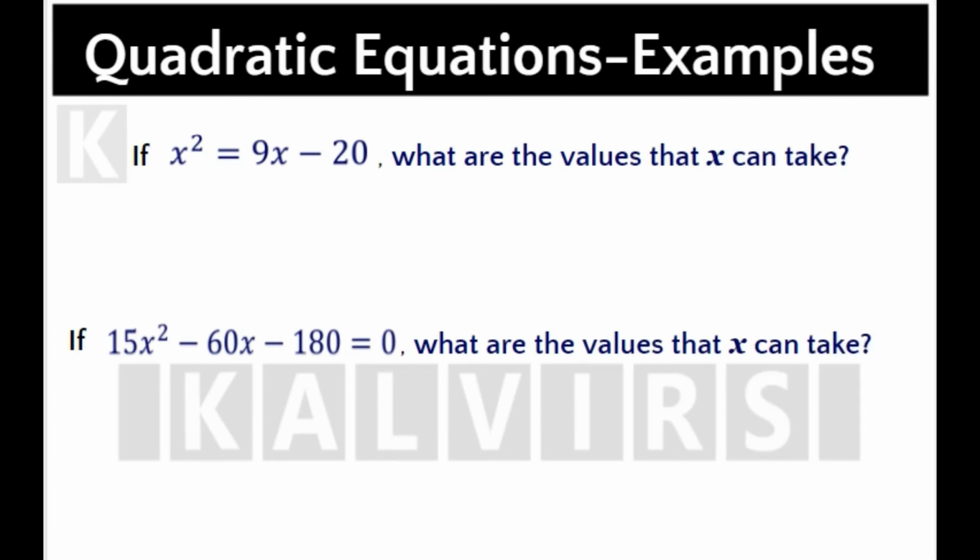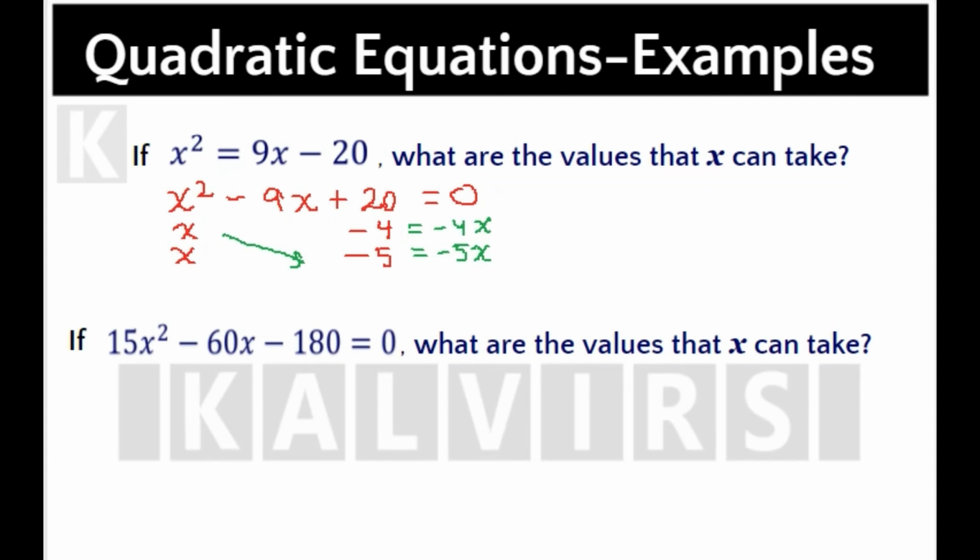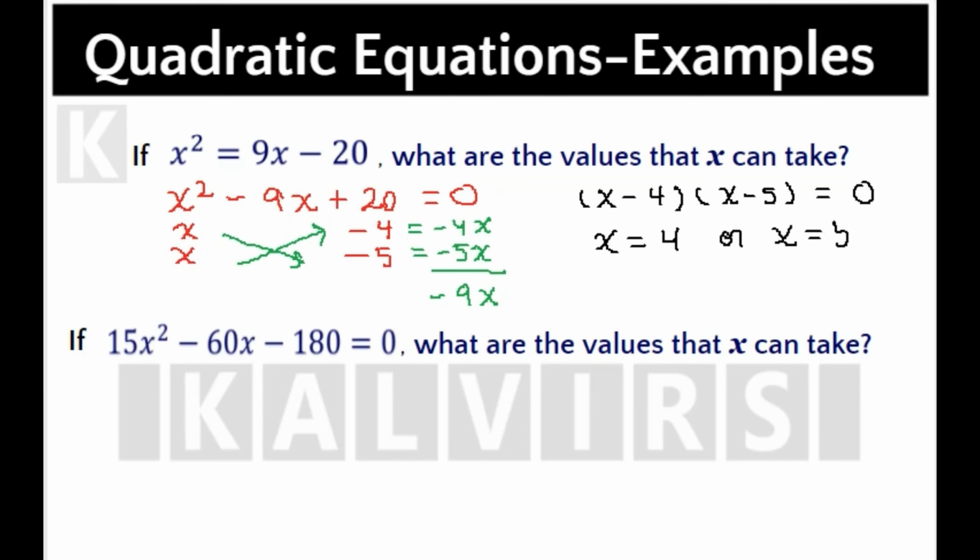In order to find the roots, we need to follow the steps taught in the last slide. We need to set the equation to 0 and find two numbers that add to minus 9 and multiply to positive 20. I think they are minus 4 and minus 5, because if I cross multiply and add the products, I get minus 9. So it means that x minus 4 times x minus 5 equals 0. Therefore x must be 4 or 5.